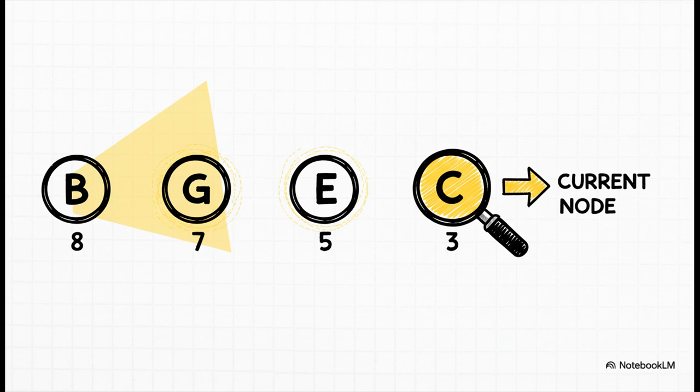Okay, back to step 2. Let's look at our list of unexplored towns. We've got B at a cost of 8, G at 7, E at 5, and C is sitting there at 3. The lowest one is Town C, so that's exactly where we're headed next. Time to explore from there.